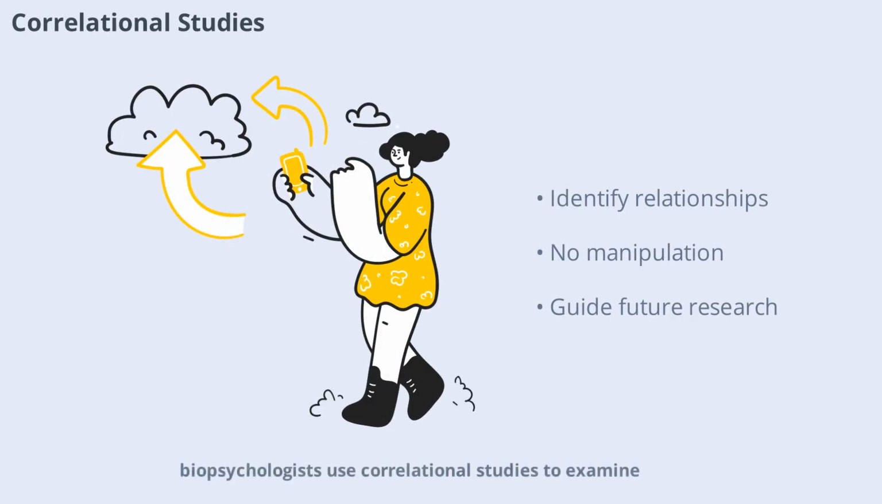Sometimes, biopsychologists use correlational studies to examine relationships between variables without manipulating them. For instance, they might look at the relationship between stress levels and brain activity. While correlational studies can't prove causation, they're valuable for identifying patterns and associations that can guide future research. These studies often use surveys, brain scans, or observational data to uncover connections between biological and behavioral factors.